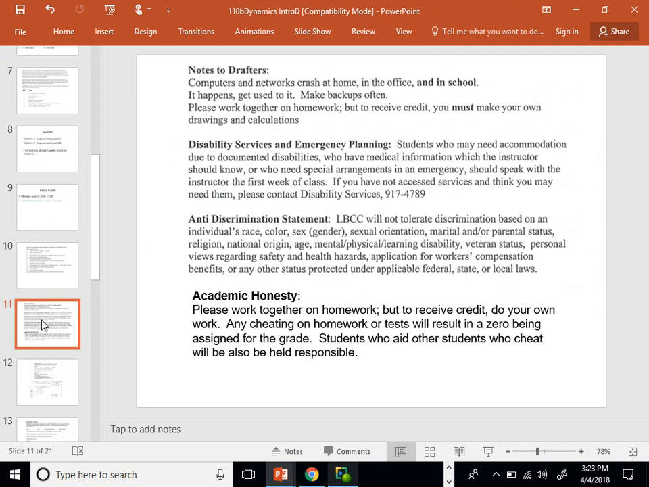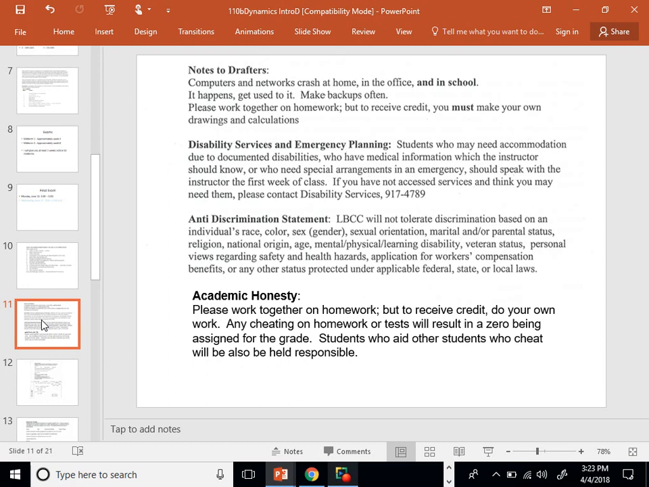What else do we got here? We've got disability services. If you have any sort of need, any sort of accommodations, just talk to me and we'll figure them out and we'll work that out. Okay, so if there's anything up with that, just let me know and we'll make whatever accommodations we need.